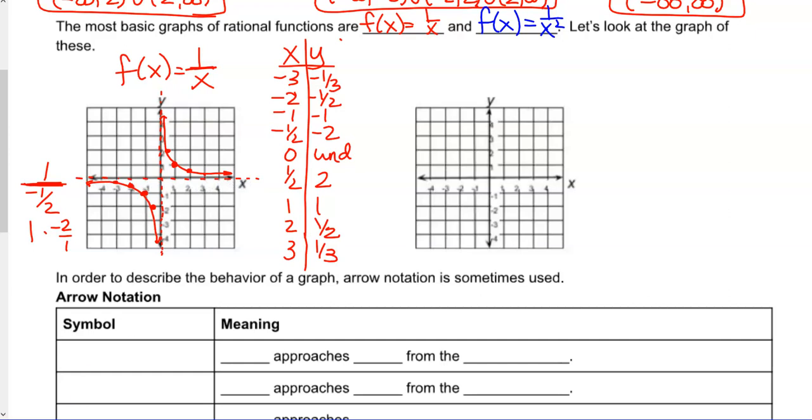So I'm going to do that, and we're going to talk about each one of those as being horizontal and vertical asymptotes in these types of functions. But I want you to get the idea of what that looks like, okay?